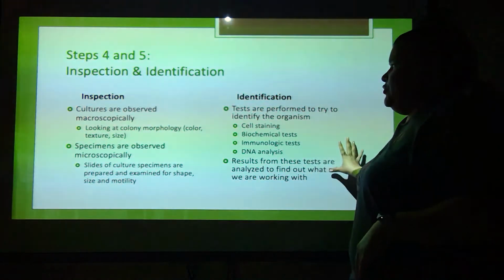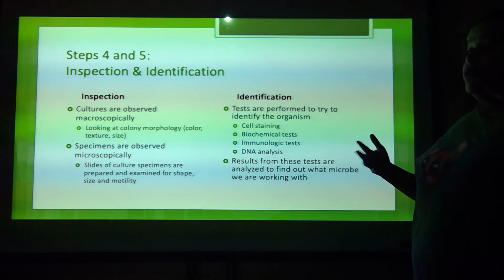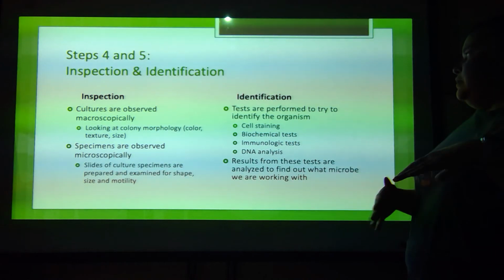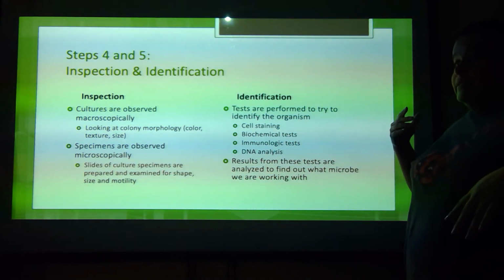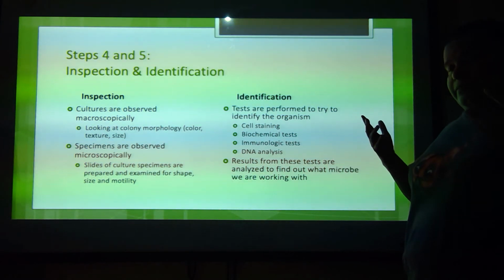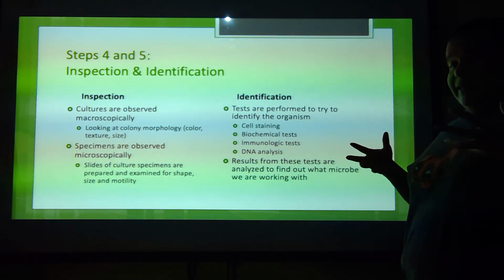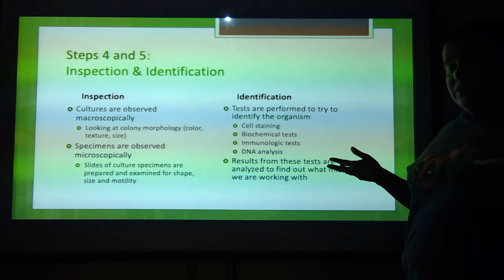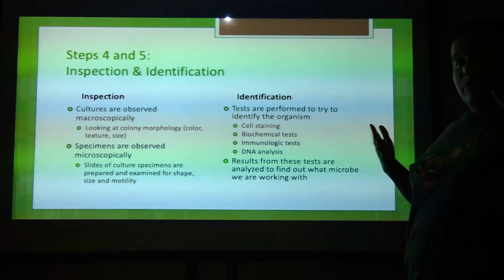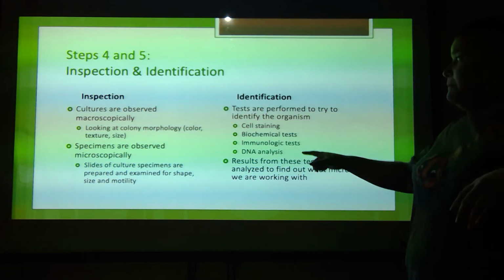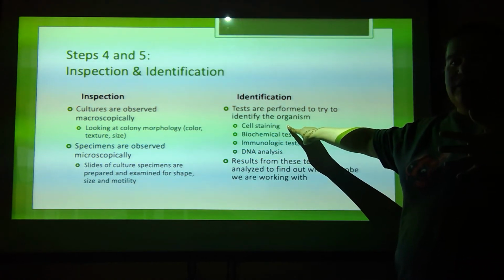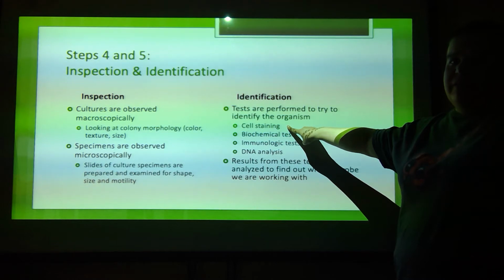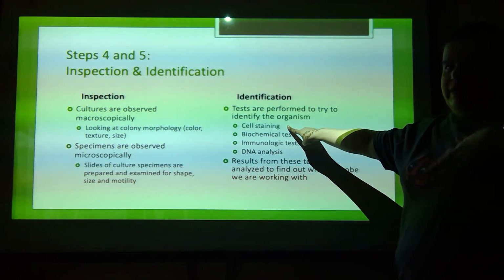Now, identification. You do tests to try and identify the organism. Different types of stain on slides stain different types of cells. You've got techniques that separate certain groups of cells from others. So you can use cell staining to kind of narrow your field. I know I've got a gram positive, not a gram negative, because it stained this color.